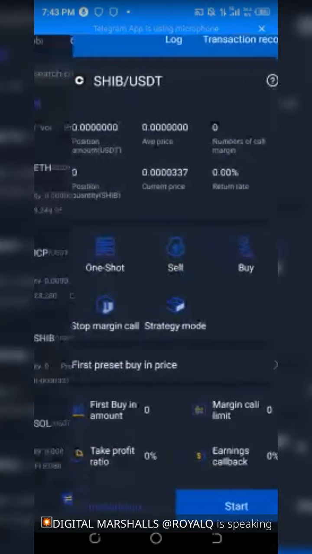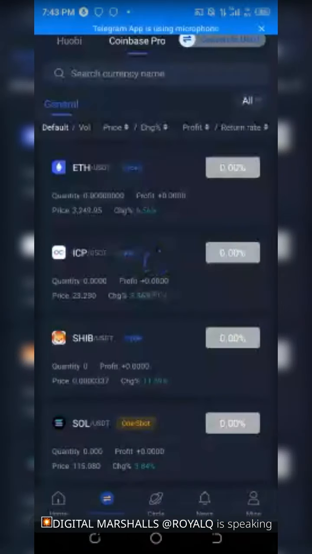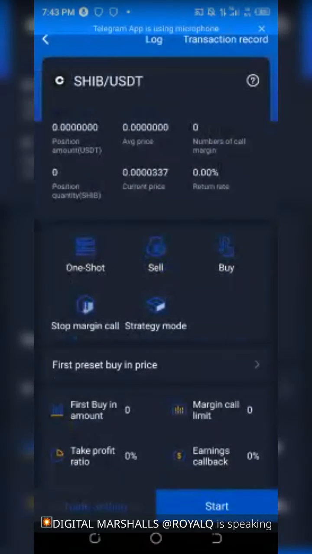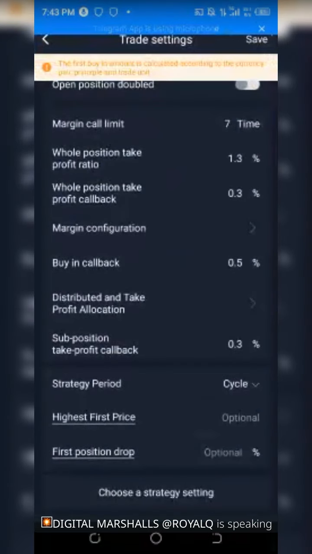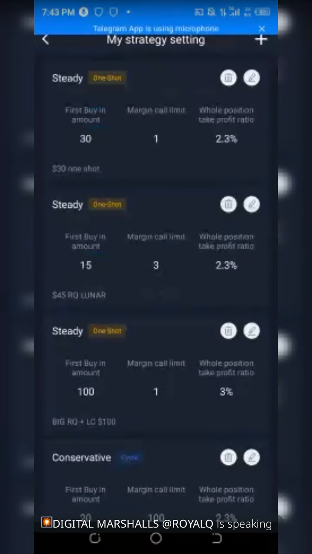So imagine you want to trade Shiba. Tap on Shiba, then you tap on trade settings. Now you scroll down, you see something called choose a strategy settings. So you tap on strategy settings. When you open it, you see add now.